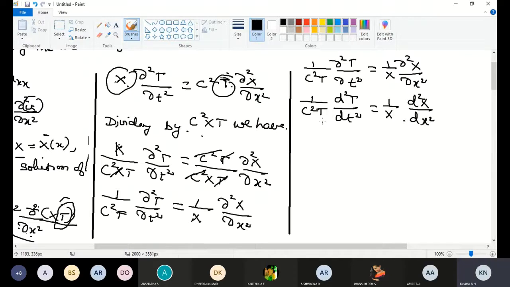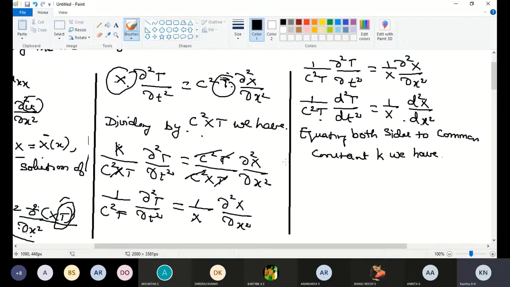The next step what you have to do means equating both the sides to a common constant K. We have the common constant. Okay, here observe here 1 by c square capital T d square T by dt square, we are taking capital K, then 1 by X d square X by dx square is equal to capital K.